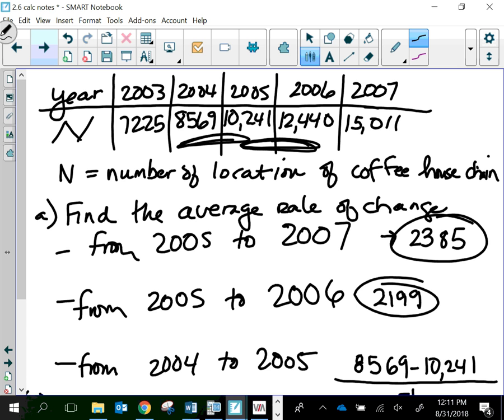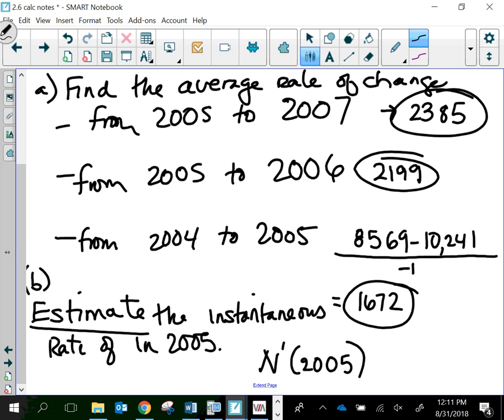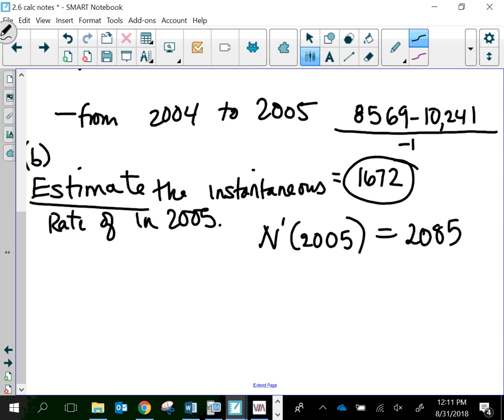So now, what is the average? Anybody find the average since we already did the math? 2385 plus 2199 plus 1672, divide all that by 3. That's 2085. Now, unless you've already done the math, they don't expect you to do that. If this was the only question, please don't expect them to. But let's just say it is.